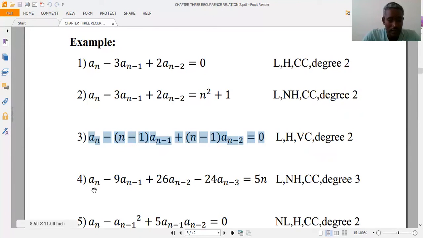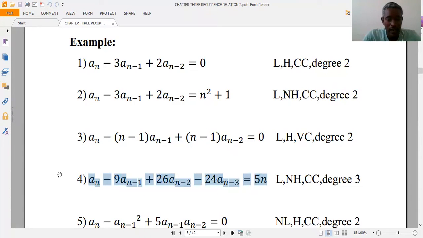In the fourth example, there is no product of terms, and no term which has a power greater than 1, so it's linear. The coefficients are constant, and f(n) is different from 0, so it's non-homogeneous, and the degree of the recurrence relation is 3.